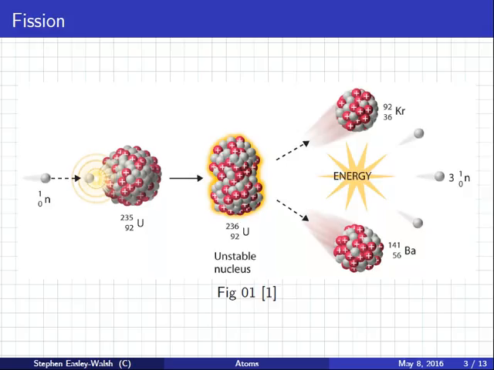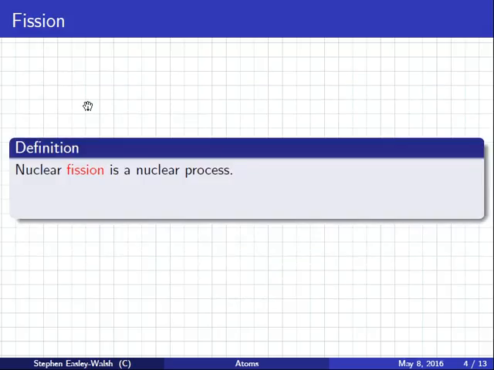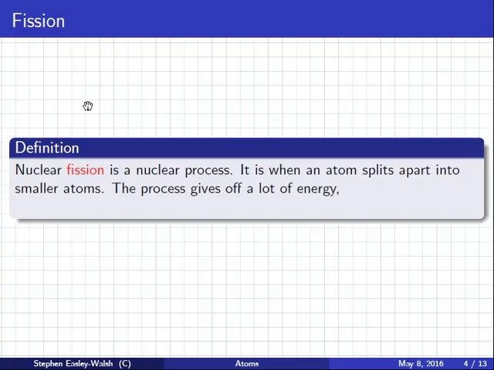So the definition: nuclear fission is a nuclear process. It is when an atom splits apart into smaller atoms. The process gives off a lot of energy and is used in nuclear weapons and nuclear reactors. So, very powerful.